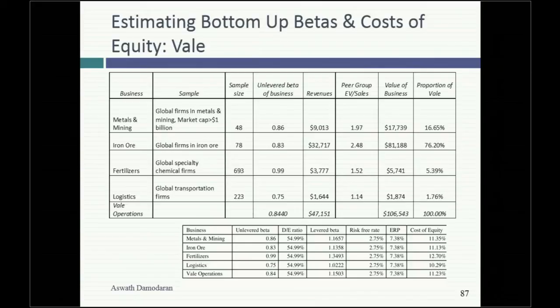So it's a market value for the company's operating assets, and dividing that number by the revenue. So see this 1.97? A typical metal and mining company trades at about 1.97 times revenues. A typical iron ore company trades at 2.48 times revenues. A typical logistics company trades at 1.14 times revenues. See where I'm going to go next? I'm going to take the revenue and multiply by that ratio. What am I getting when I do that? I'm coming up with an estimated value for each business.